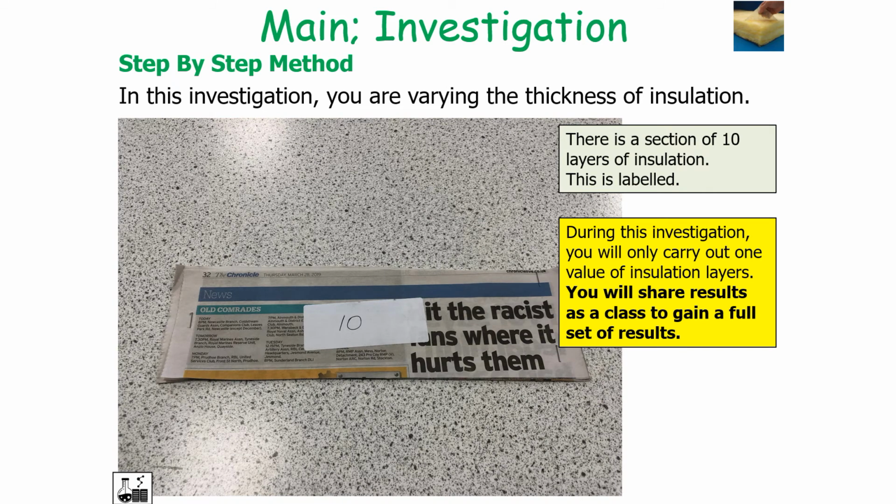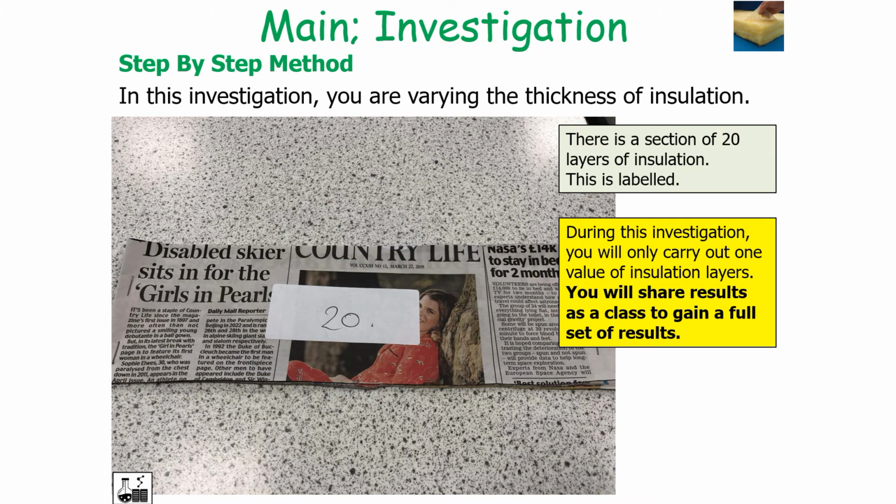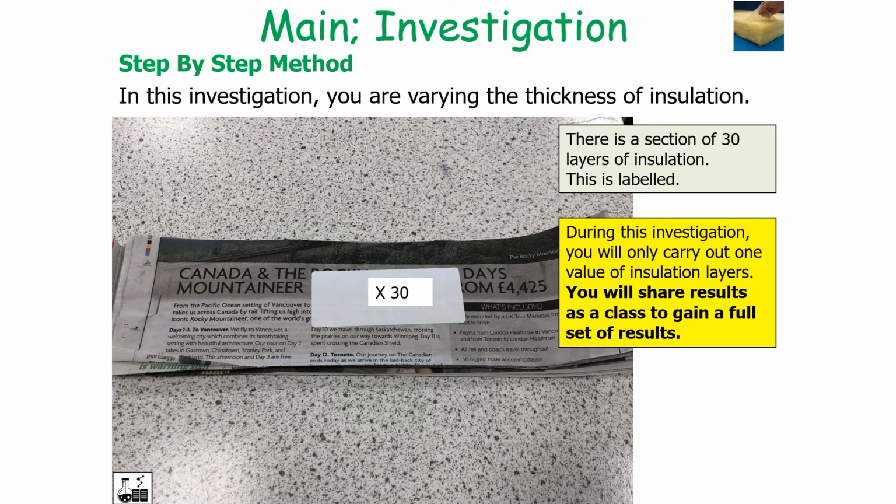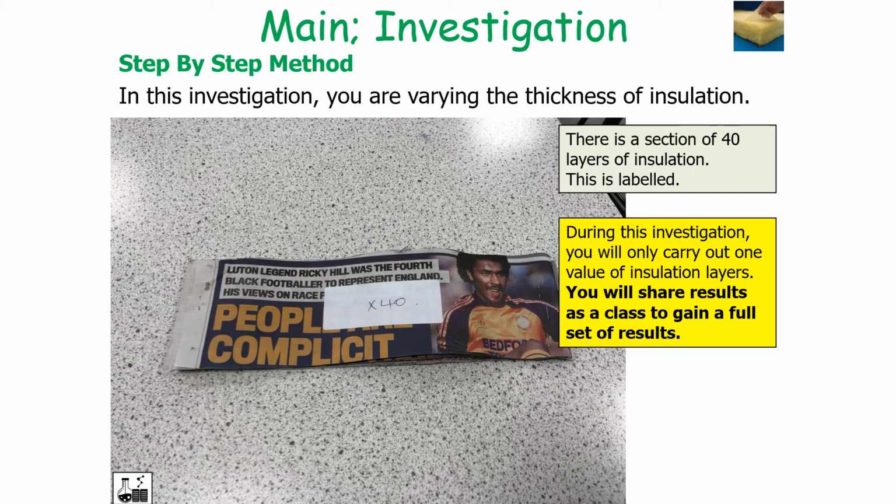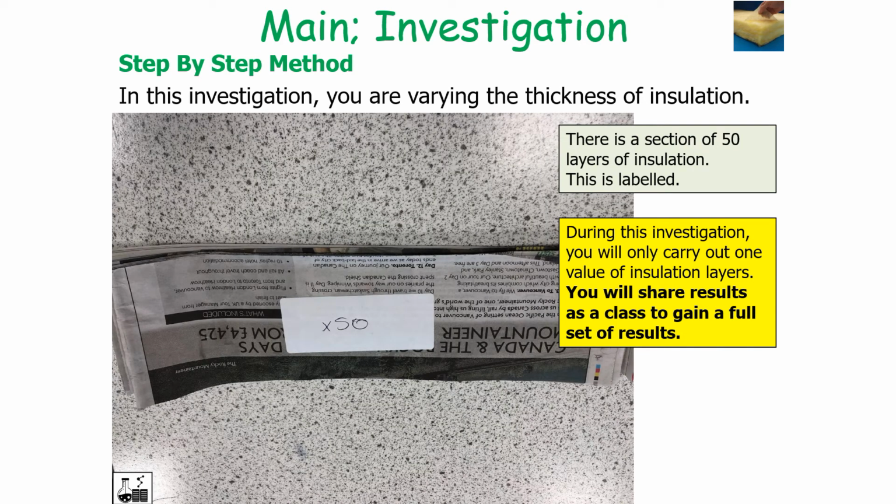Now we're going to have different sections of 10 layers of insulation labelled. This particular amount of newspaper is 10 layers of insulation. This one is 20 layers of insulation. This one is 30 layers of insulation. This one is 40 layers of insulation, and this one is 50 layers of insulation.